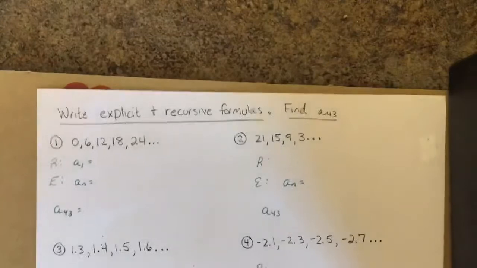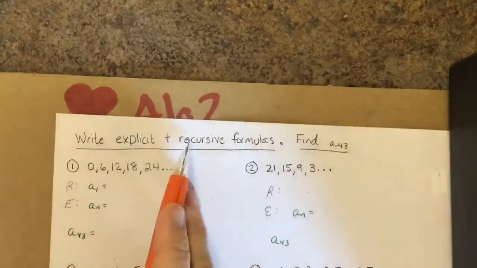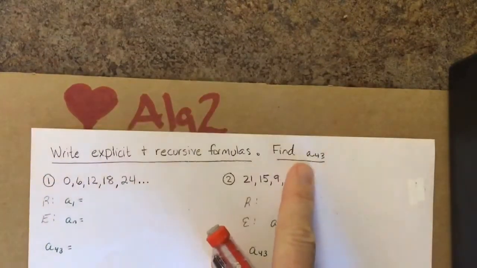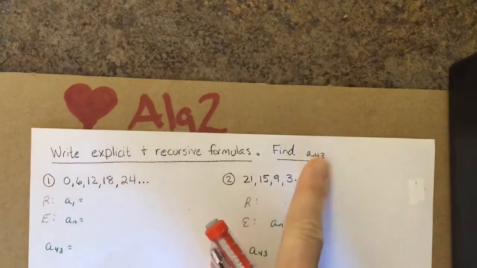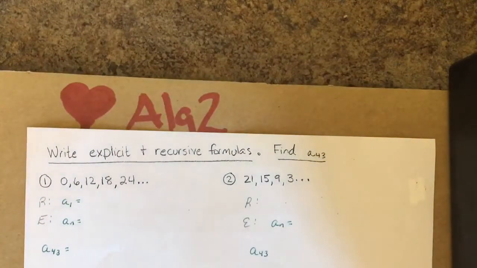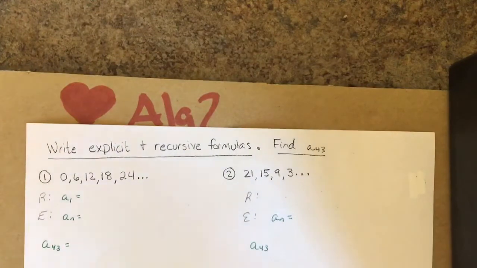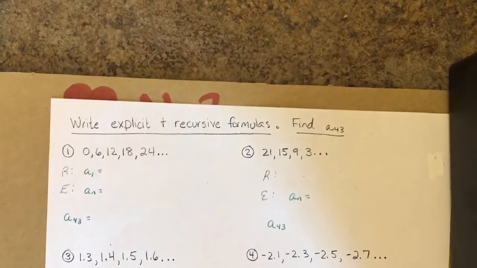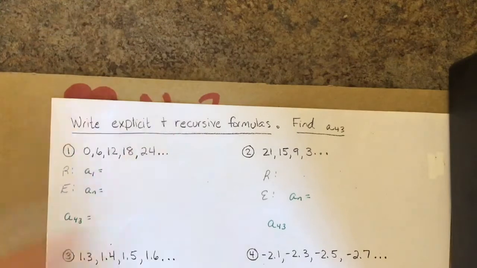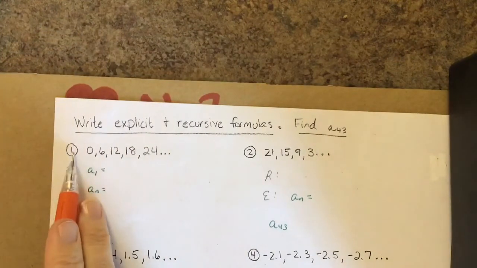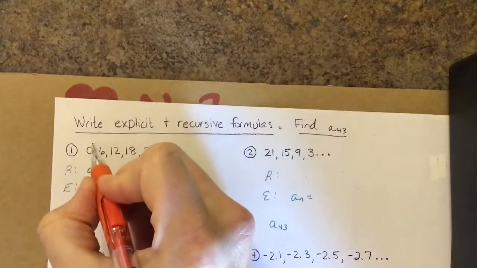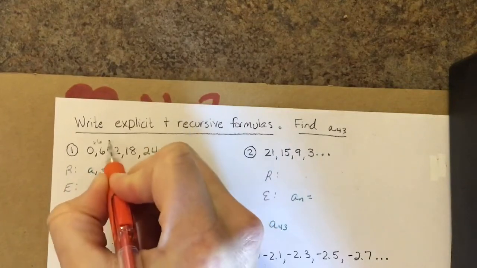Now we're going to do a whole bunch. Write the explicit and the recursive formulas, and then we're going to find a sub 43, the 43rd term in the sequence. These are going to be arithmetic sequences, going up or down by the same amount. Pretty basic sequences. Number 1 looks like it's going up. What is it going up by each time?